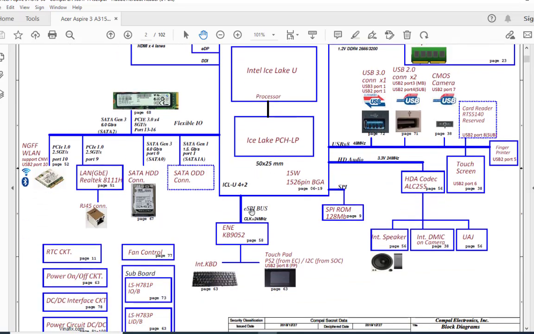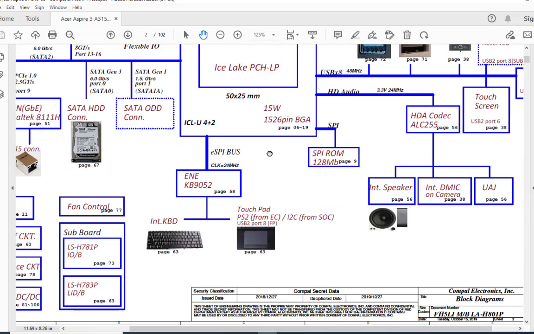And here is an eSPI bus. In previous models they used an LPC bus, but after 10th generation they have started using the eSPI bus for the SIO. And here is my SIO. The SIO's number is KB9052, on page number 58. Here's my BIOS, SPI BIOS, that is on page number 9. SPI ROM 128 MB. Keyboard and touchpad are connected to the SIO.